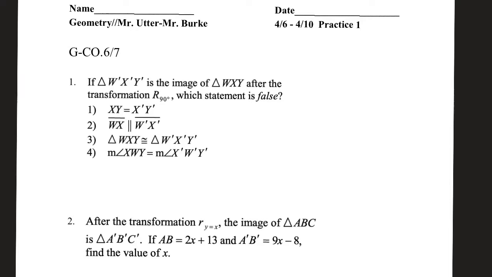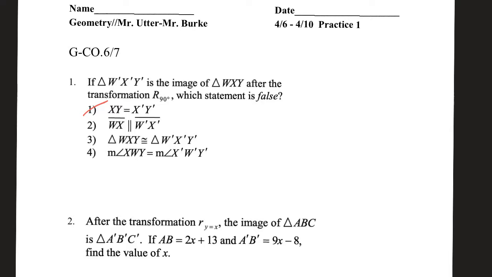Number 1, if triangle W prime, X prime, Y prime is the image of triangle WXY after it has been rotated 90 degrees, which one of these answer choices is false? All right, let's look at answer choice number 1. It says line XY is equal to X prime, Y prime. Well, we know that's true because a rotation is a rigid transformation, and rigid transformations preserve length. So number 1 is true, so that is not one of our choices that we want.